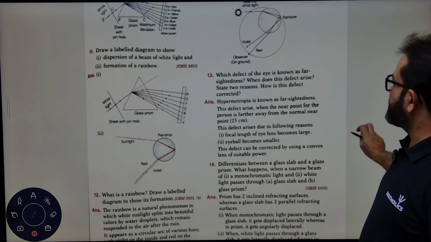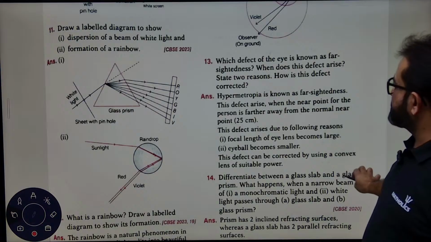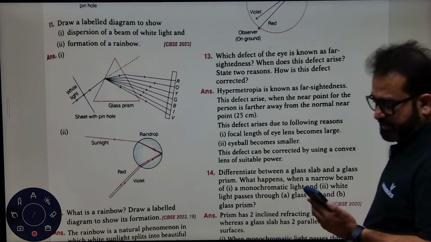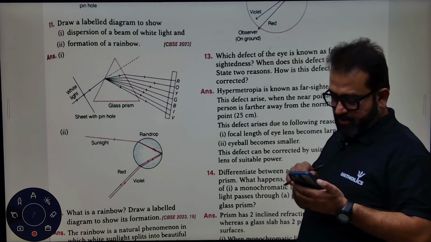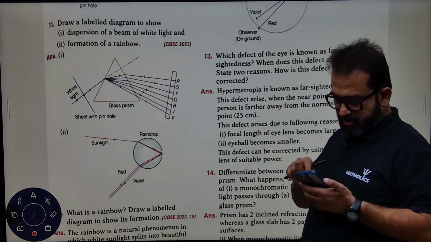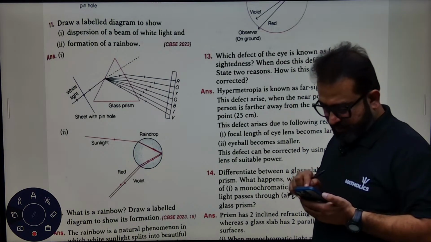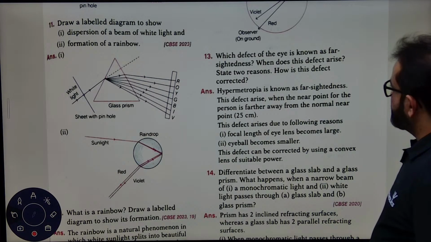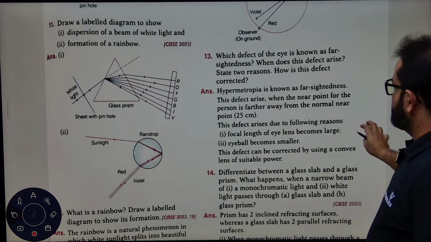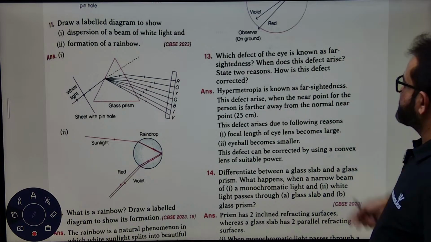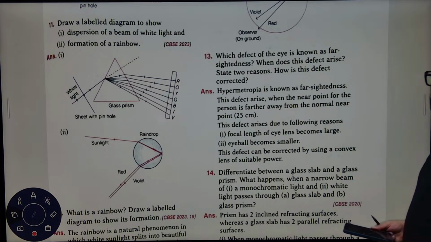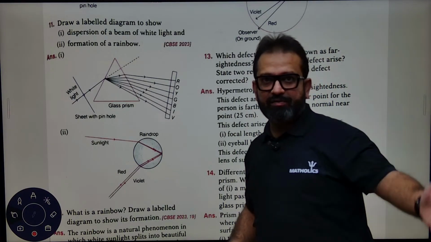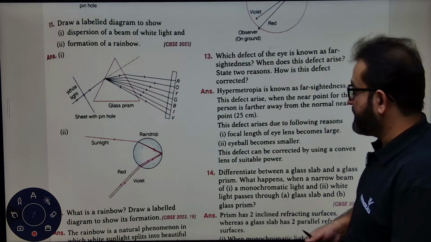Now, which defect of the eye is known as farsightedness? When does this defect arise? State two reasons. Farsightedness means what? Long-sightedness, hypermetropia, long sightedness. You must know this, every one of you. Yes or no? I guess yes. So that's how you must learn to write what is effective for your exams. Okay. So when does this defect arise? In hypermetropia, the eyeball becomes smaller, it contracts. An expansion of the eyeball, largening of the eyeball, is in the case of myopia, yes.